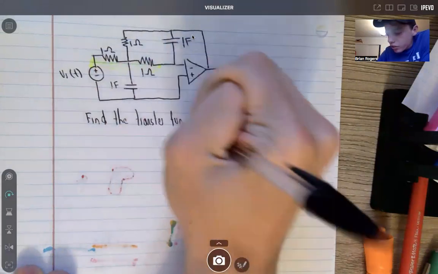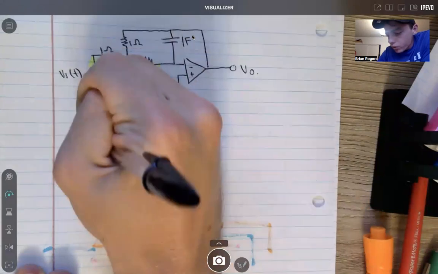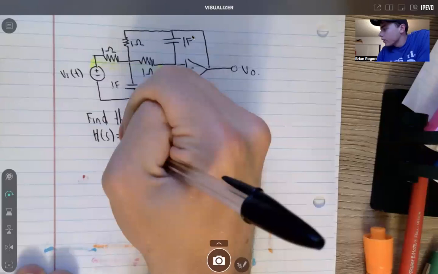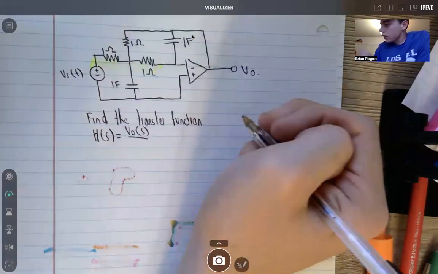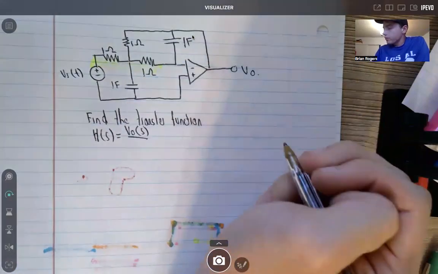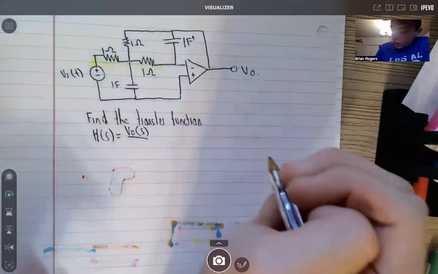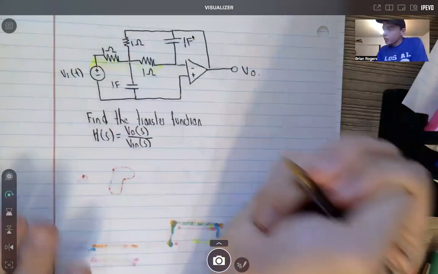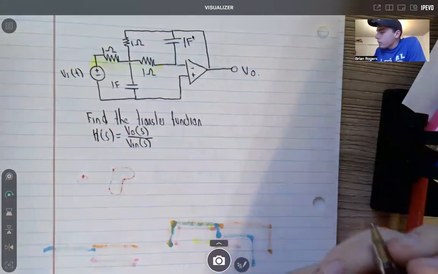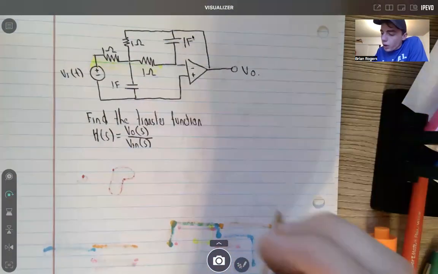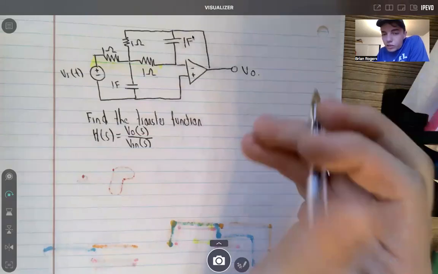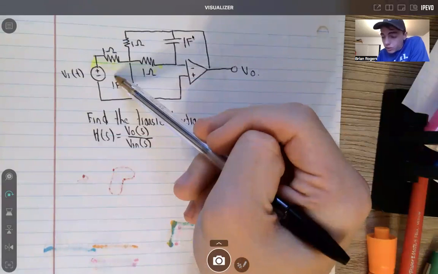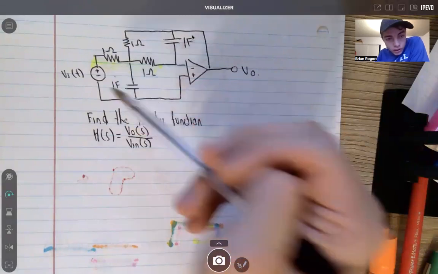Remember, it's the transfer function. So H of S is equal to V out of S all over the input, which is right here. It's going to be V in of S. So basically, what are we going to do? Well, I just noticed this was given to us in the time domain, this circuit, right? So we have to convert this into the frequency domain to get our transfer function.